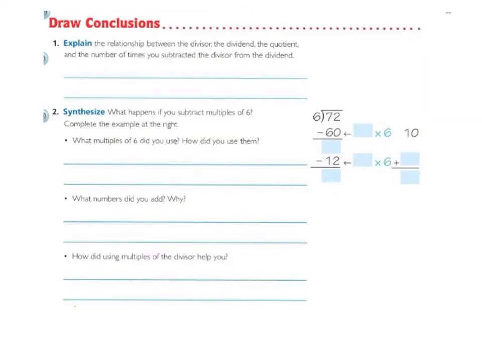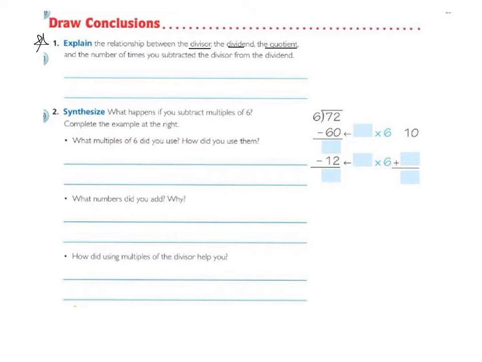Okay, as you can tell, taking out 6 every single time, particularly when we have to do it 12 times, could take a really long time. So instead of taking out only 6, we can also look at bigger groups that we could take out at one time. So it says, let's look at number 1 first. Explain the relationship between the divisor, that's how many pieces we're splitting into, the dividend, and the quotient, and the number of times you subtracted.